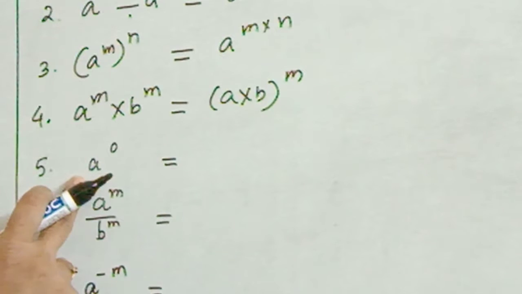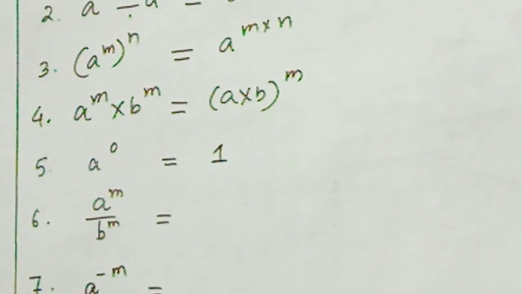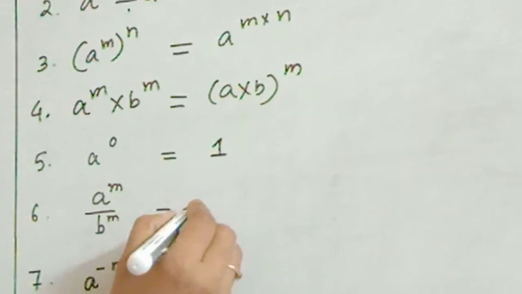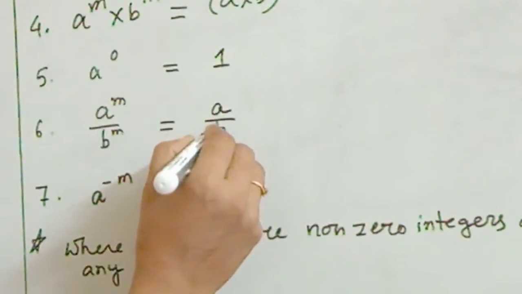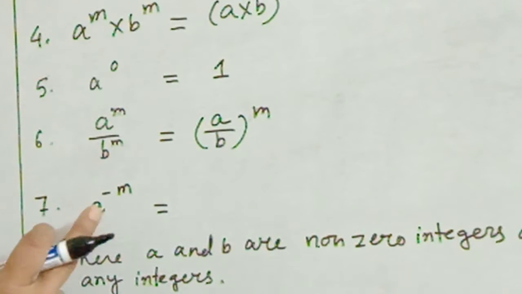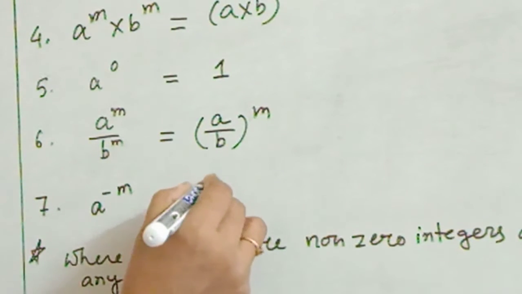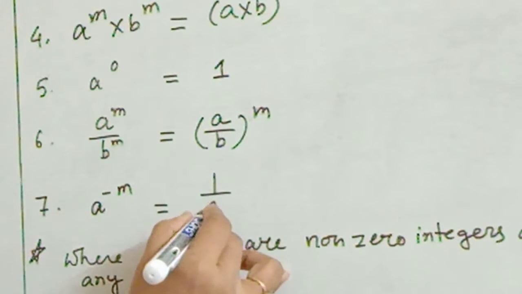And you know that any number to the power 0 we will get 1. a to the power m by b to the power m equals a by b whole to the power m. a to the power minus m, this is new for you because in class 8 you are doing it the first time. So a to the power minus m is 1 by a to the power m.